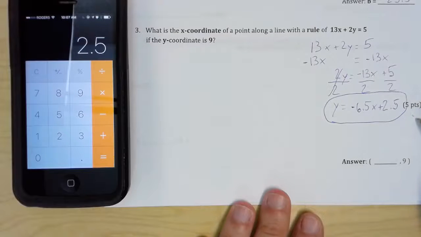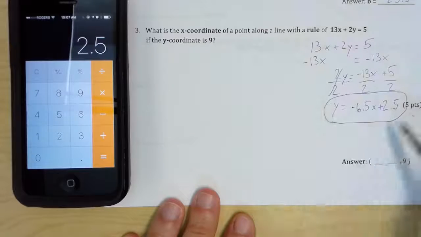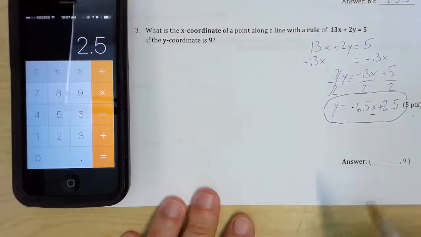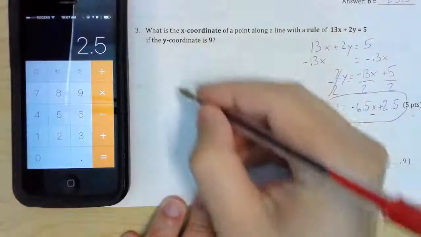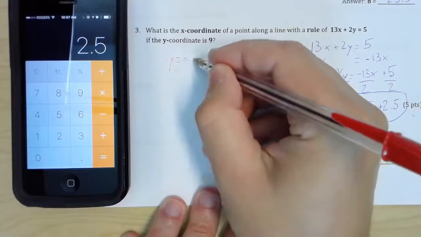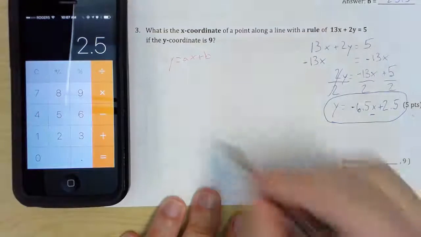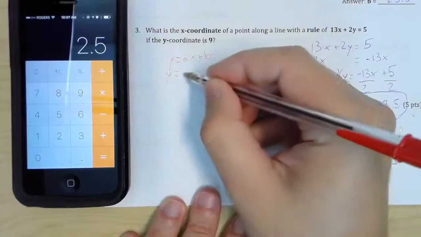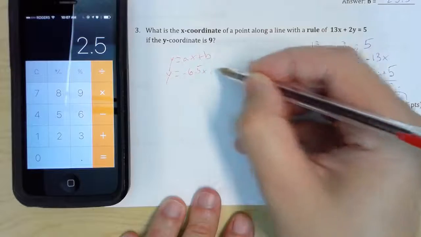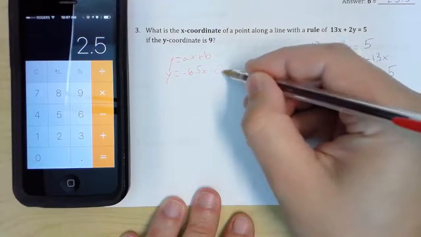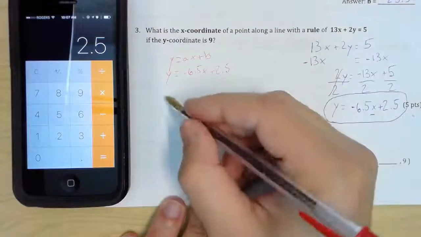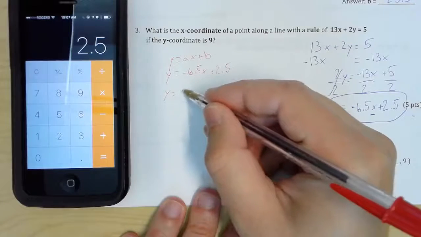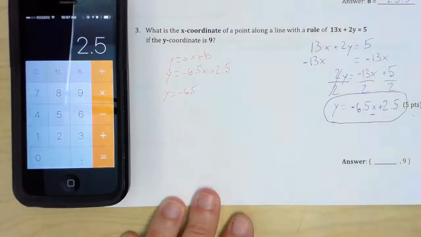Because now we have the rule. We're trying to find the x-coordinate in the rule right here. So this is what we're going to do. We're going to place in our y. So y equals ax plus b. We know that y is equal to negative 6.5x plus 2.5. So now we're just going to place them in. We don't know what y is. We have negative 6.5.